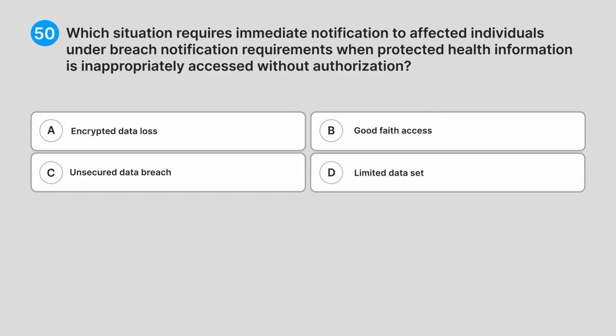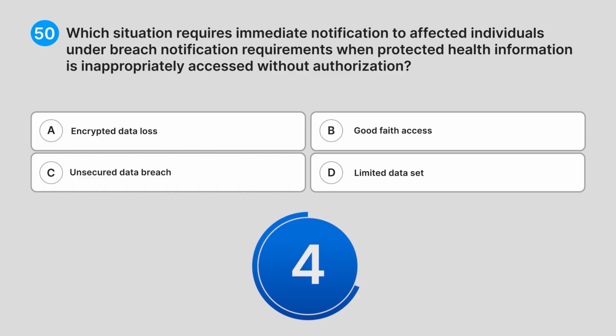50. Which situation requires immediate notification to affected individuals under breach notification requirements? When protected health information is inappropriately accessed without authorization. A. Encrypted data loss. B. Good faith access. C. Unsecured data breach. D. Limited data set. Do you know the answer?